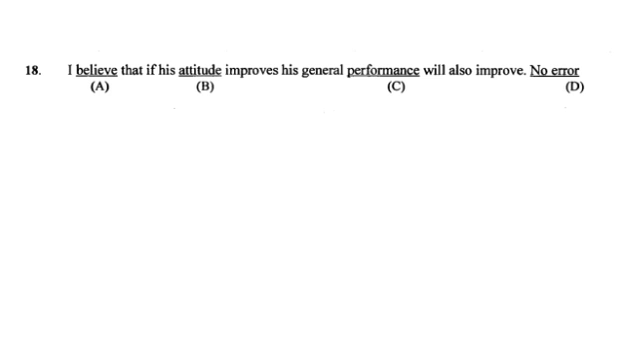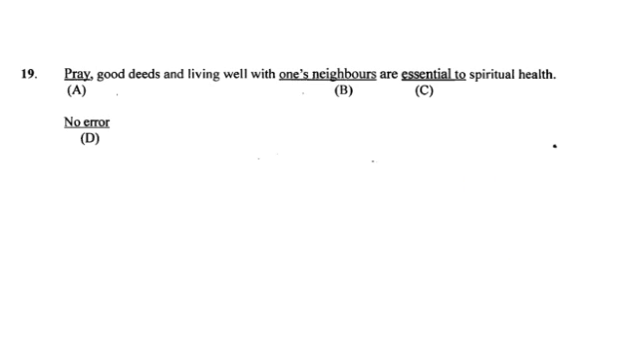Item 18. I believe that if his attitude improves, his general performance will also improve. The sentence is error-free. The answer is D. Item 19. Pray, good deeds, and living well with one's neighbors are essential to spiritual health. The error is at A. We do not need a verb there. We need a noun. So we need prayer.